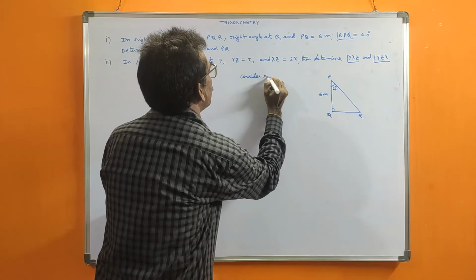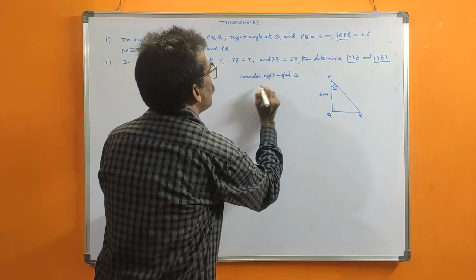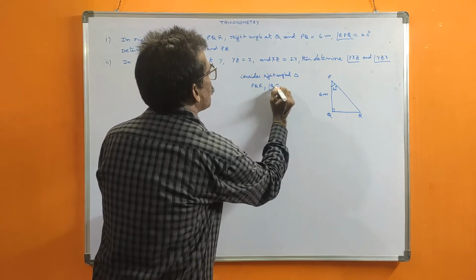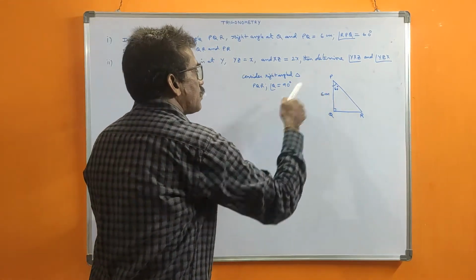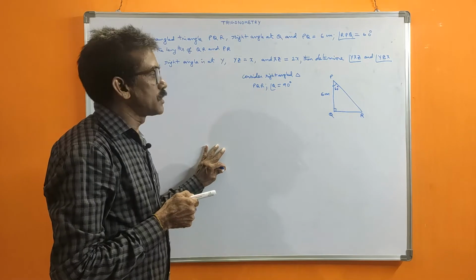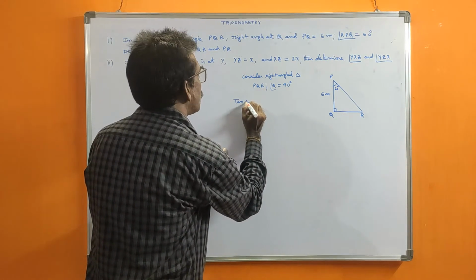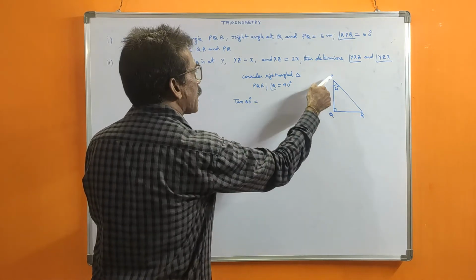How? Now see, consider the right angle triangle. What? PQR. In this PQR, angle Q is equal to 90 degrees, we know. Now, for this angle only you apply some trigonometric ratios. First I am applying tan. Tan 60, because 60 is given, but this is angle P.